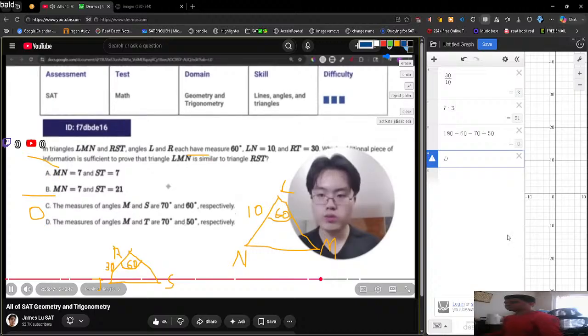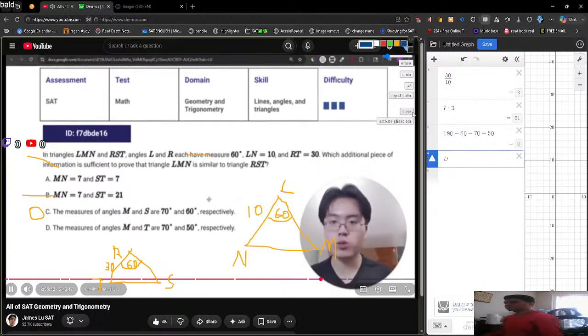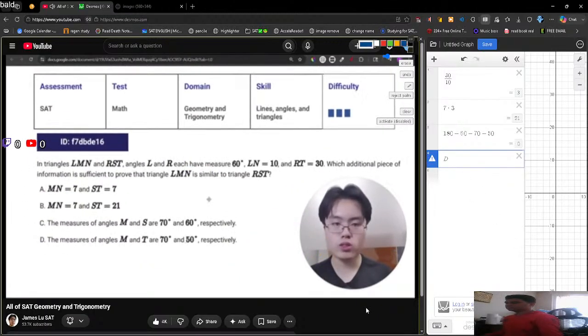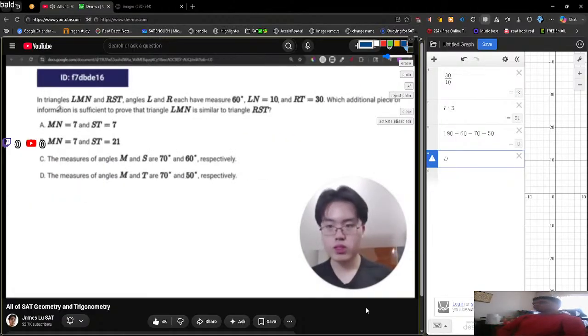Let's solve this question. See if you can do this. This is on the harder side, by the way. So read really carefully and try your best. So pause this video, see if you can do this. In triangles LMN and RST, angles L and R each have measure 60. So let me draw this out real quick.